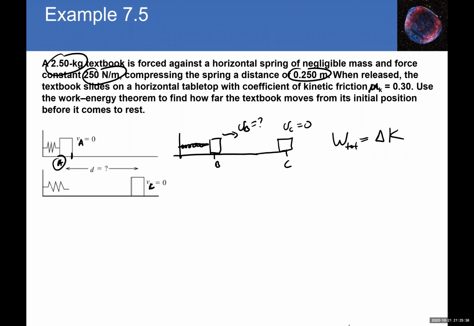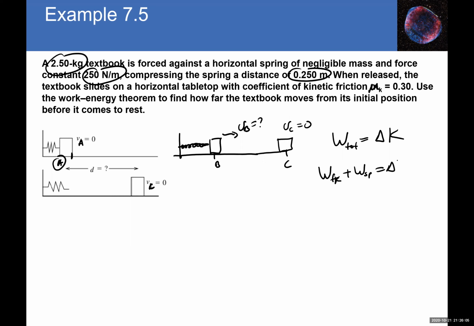Right. I'm going to take point A and point C as points of interest, and I'm going to be looking at going from A to C. During that time, going from A to C, the total work done on the system involved two forces doing work. Work was done by kinetic friction, and there was work done by the spring force.